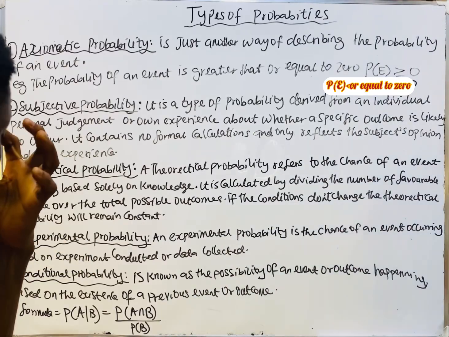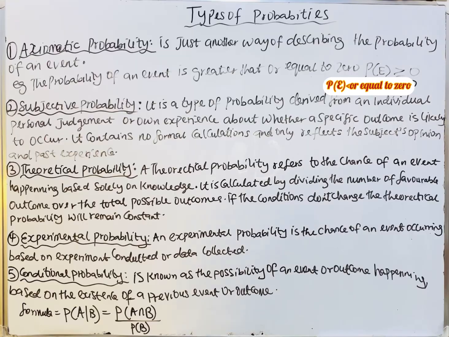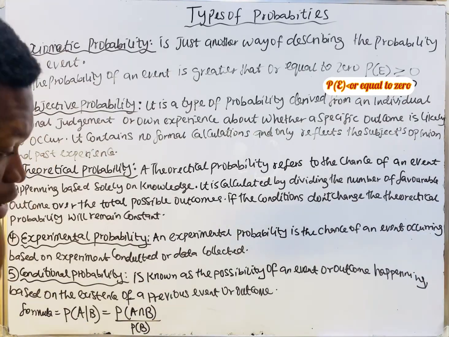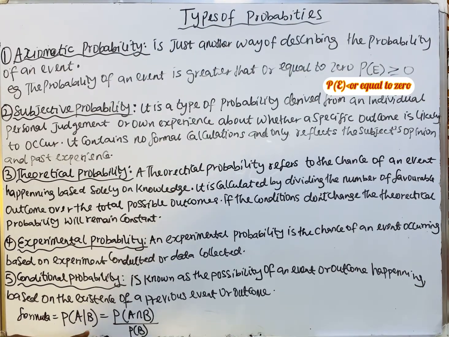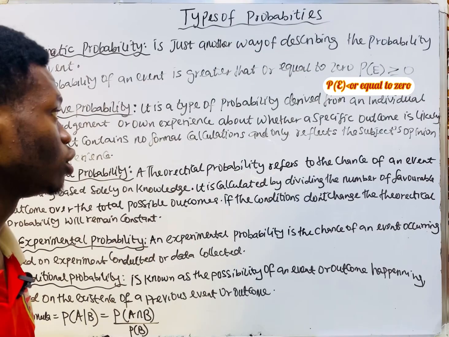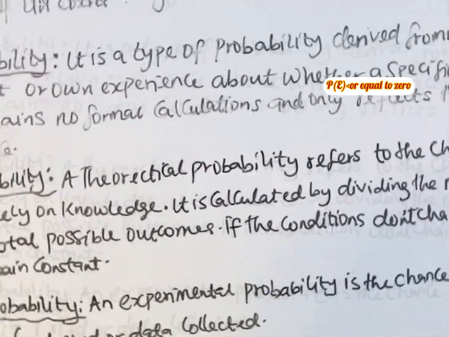Now conditional probability is known as the possibility of an event or outcome happening based on the existence of a previous event or outcome. The formula for conditional probability: the probability of event A occurring, given that B has occurred, is equal to the probability of A intersection B, all over the probability of B.